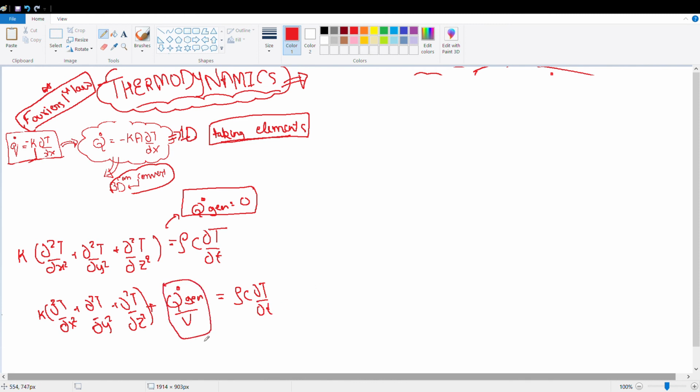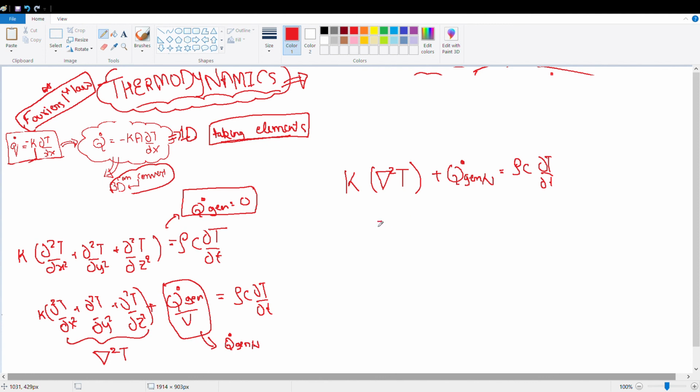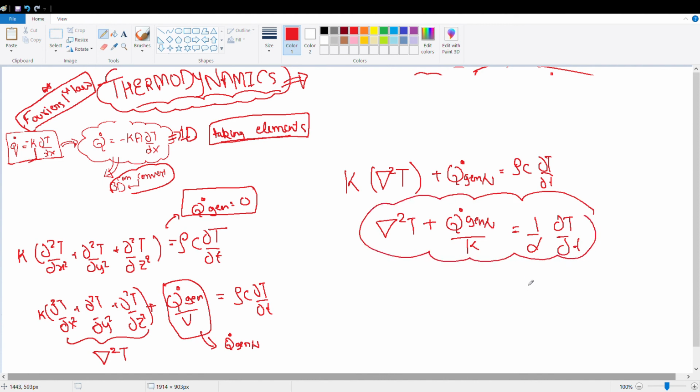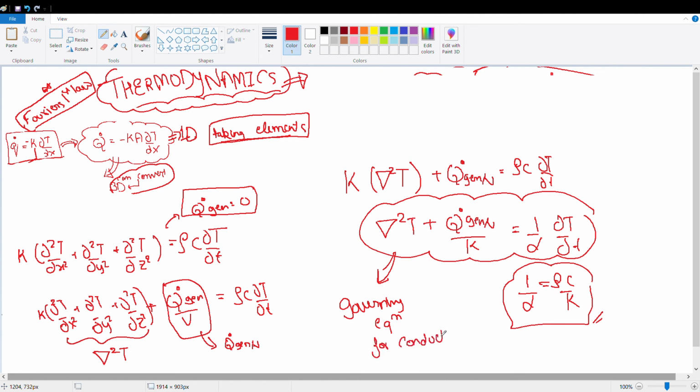And this can be written as heat generation per unit volume, q dot gen per volume, and this can be written as del square T. So the final equation that we get is k del square T plus q dot gen per volume equals rho c del T by del t. Dividing by k on that side, we'll get the equation where 1 by alpha is rho c by k. So this was the proof of the governing equation for conductive heat transfer.